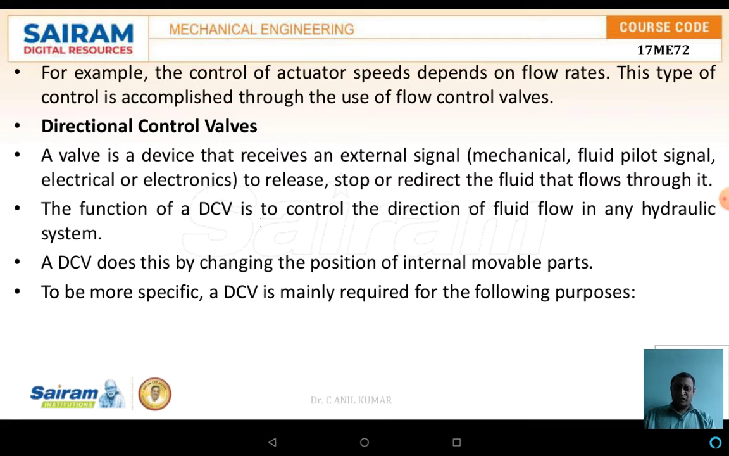The first thing we are discussing is the directional control valve. A valve is a device that receives an external signal, either mechanical, a fluid pilot signal, or electrical or electronic, to release, stop, or direct the fluid flow through it. The function of the DCV is to control the direction of the fluid in a hydraulic circuit or hydraulic system. The DCV does this by changing the position of the internal movable parts. To be more specific, DCV valves are mainly required for the flow directing purpose.